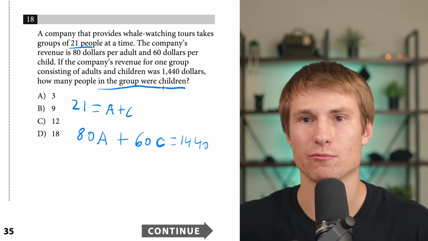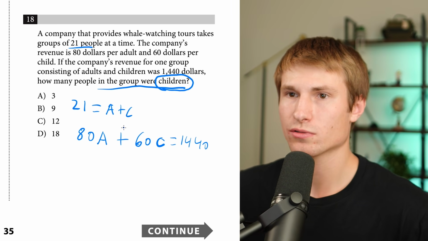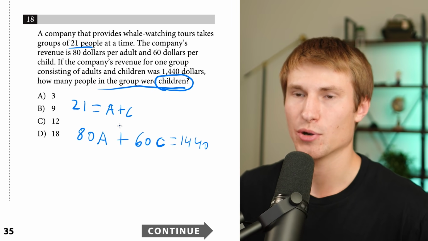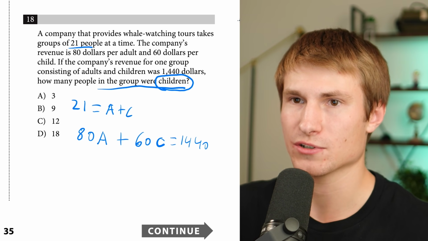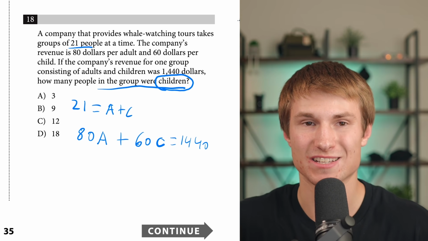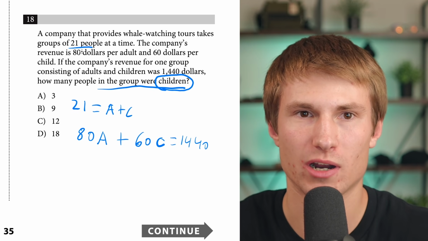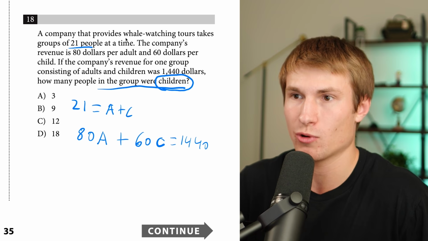Now, keep in mind, we are asked to solve for how many people in the group were children. So you could solve for A first and then get to C, but you shouldn't do that. You should go ahead and solve for C first. You want the most direct path to your answer on the SAT math section because it's a timed exam and you want to be efficient. So we're going straight for C. We don't want to get A. We don't need it. So we just don't want to even see it.